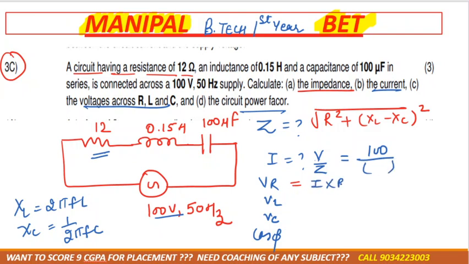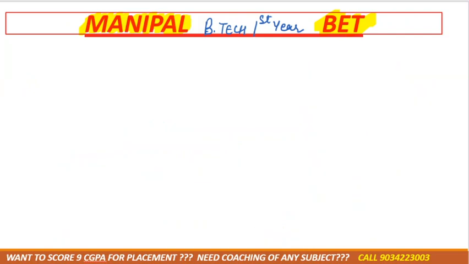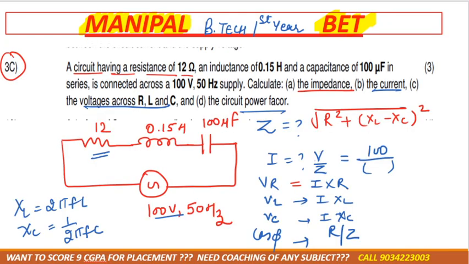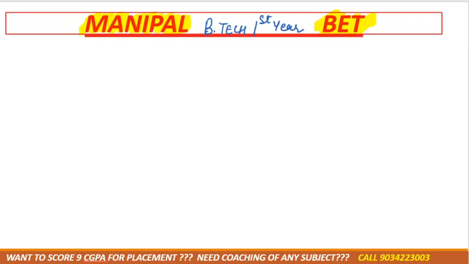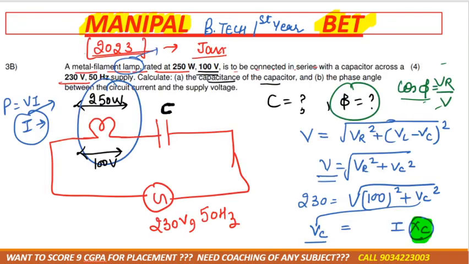VR is I into R, we already know. VL is I into XL, we can do it. VC is I into XC, we can do it. Cos phi is R by Z. Now it's easy. Okay. Now see, whenever they give you the series kind of question, they'll give you these kinds of question.